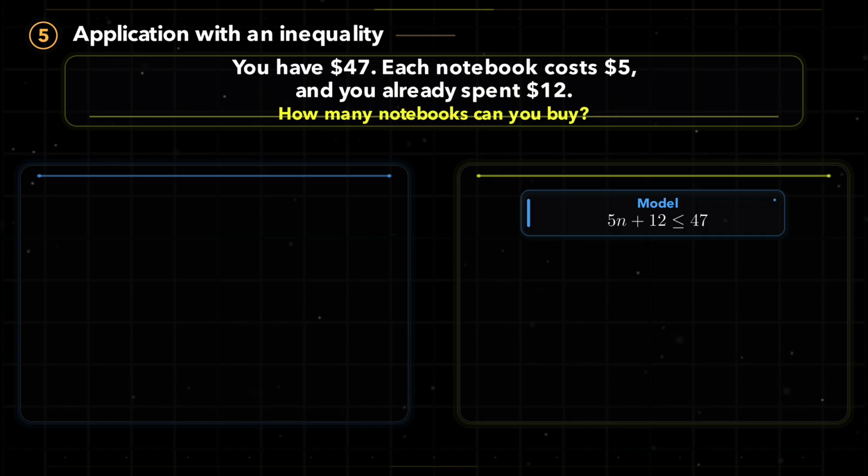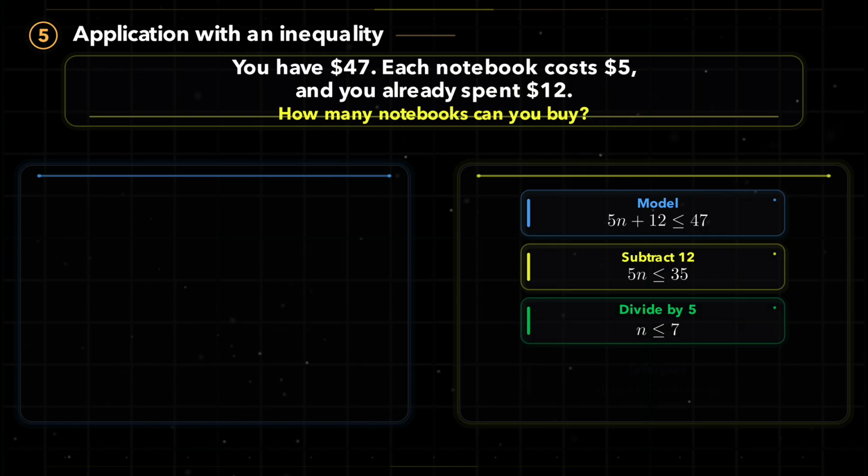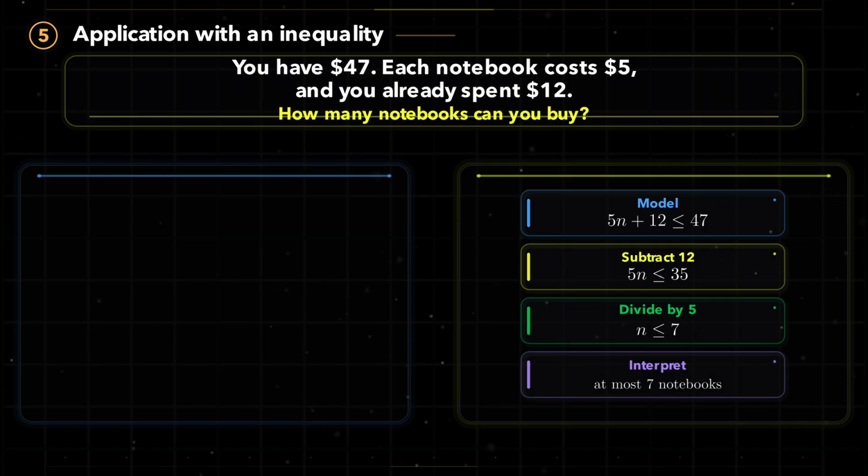Now solve it. First, subtract 12 from both sides. That gives us 5n is less than or equal to 35. Then we divide both sides by 5. That gives us n is less than or equal to 7. So you can buy at most 7 notebooks. The phrase at most is important. It means 7 is included, but you cannot go above 7. On the number line, we use a filled circle at 7 and shade to the left.